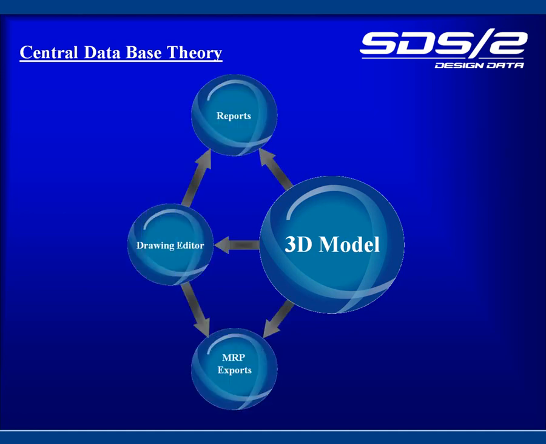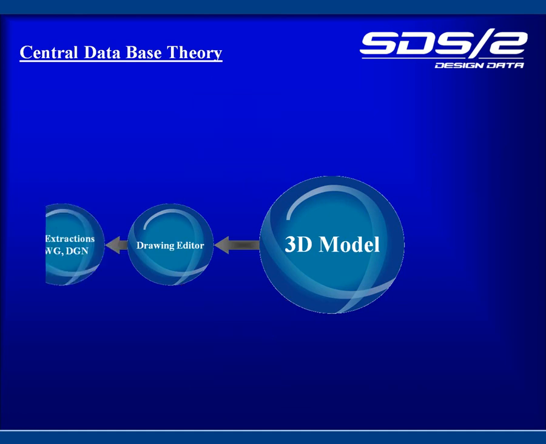Reports and MRP exports for products like FabSuite, Steel Projects, and FabTrol can have their data extracted from either the model or the 2D drawings. Lastly on this topic is the ability to extract 2D DWG and DGN files. These are created from the SDS2 2D native drawings. Once a DWG or DGN is created, any piece marking link back to the model is severed.